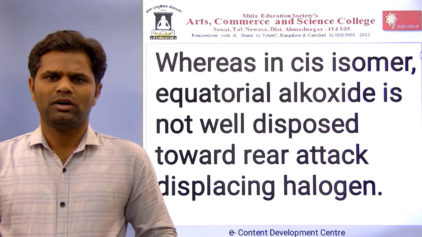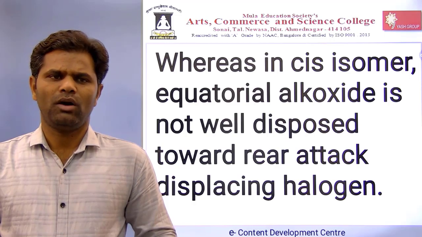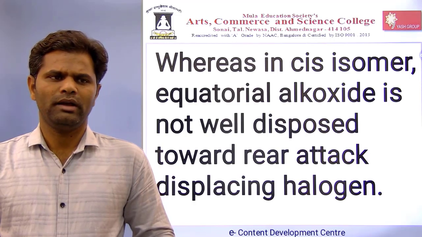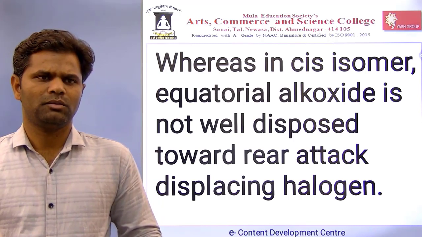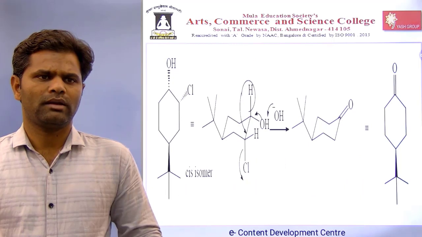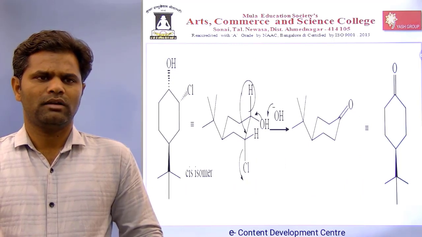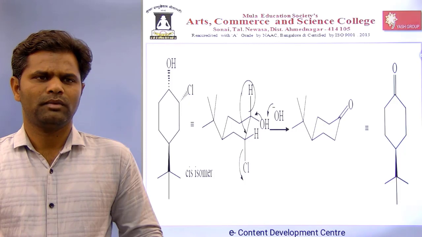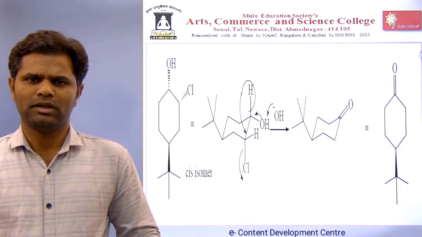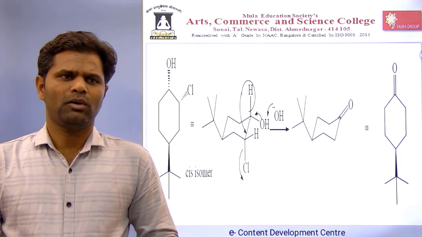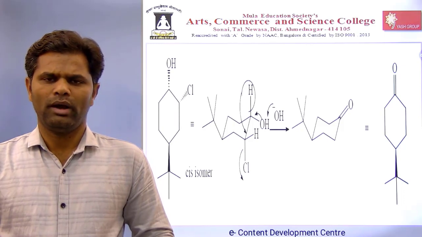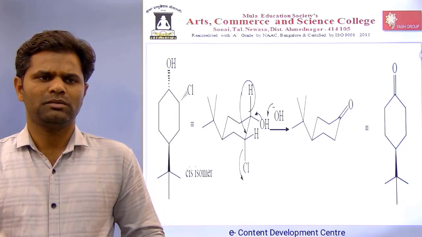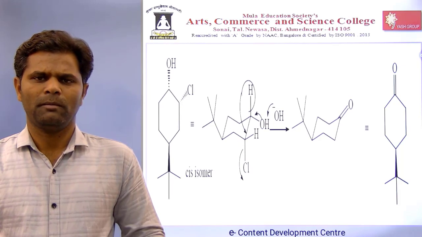Whereas in the cis isomer, the equatorial alkoxide is not well disposed toward rear attack displacing the halogen, as we have just seen. In this case the hydroxyl group is alpha, that's why it is equatorial. Chlorine is also alpha, that's why it is axial, while the tertiary butyl group is beta, therefore equatorial.